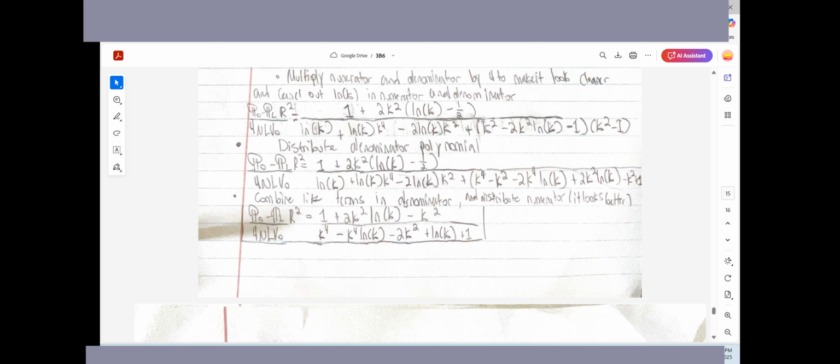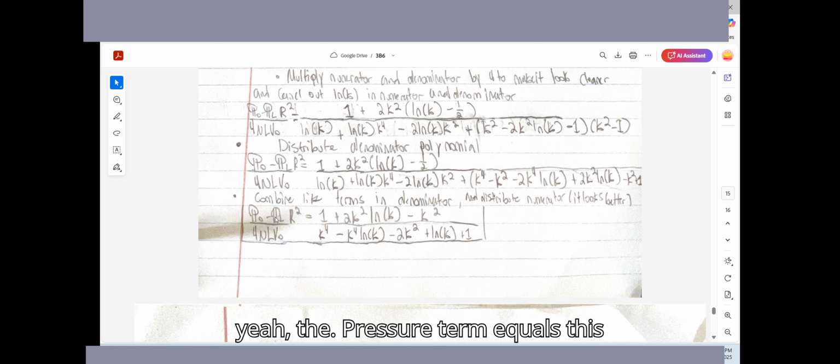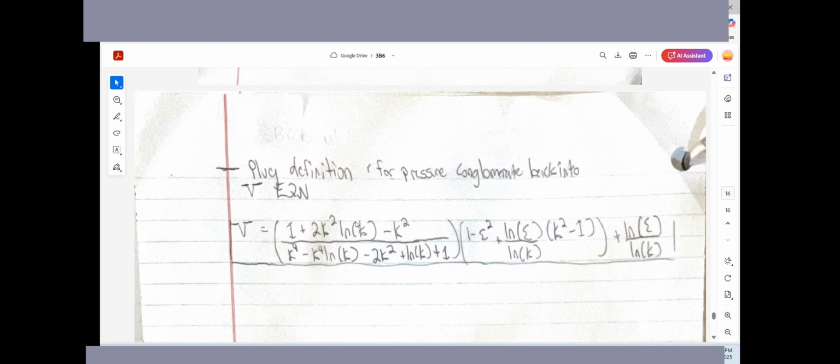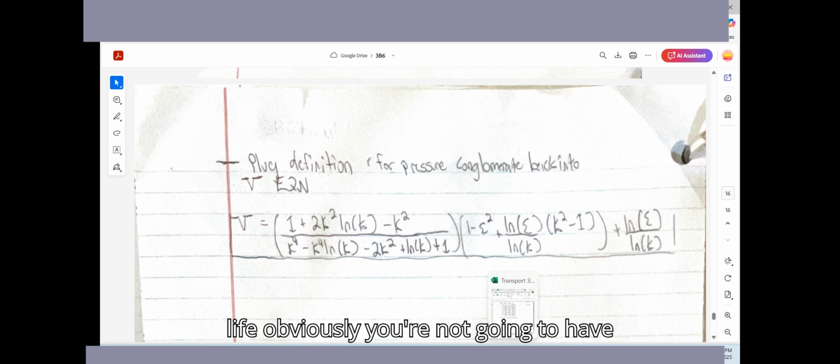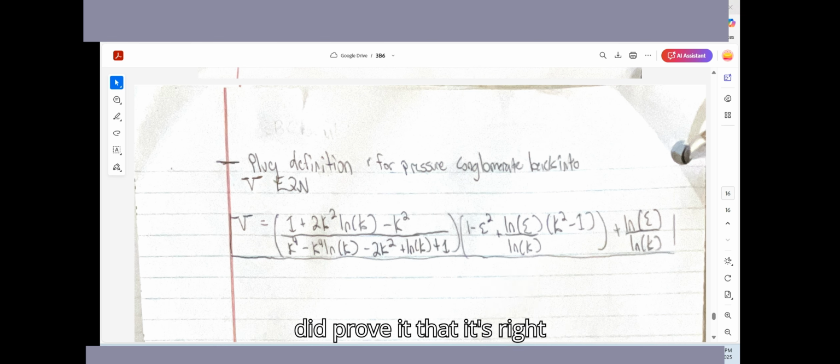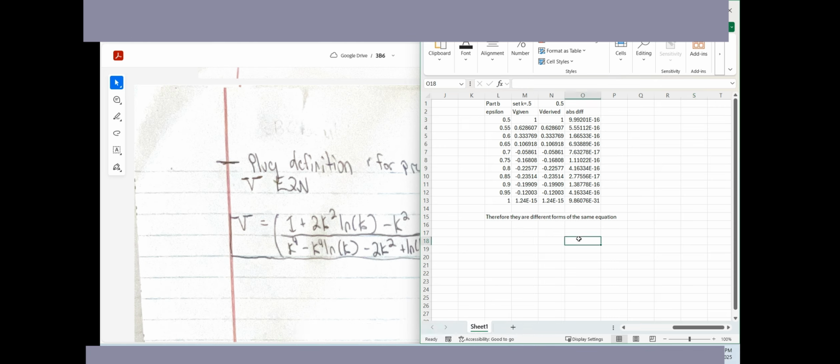So then the pressure term equals this. And then I get this crap ton equation. Again, I just didn't really feel like simplifying it because in real life, obviously, you're not going to have the equation. You're just going to be testing it against whatever. I'm just making excuses because I'm lazy. But I did prove that it's right.